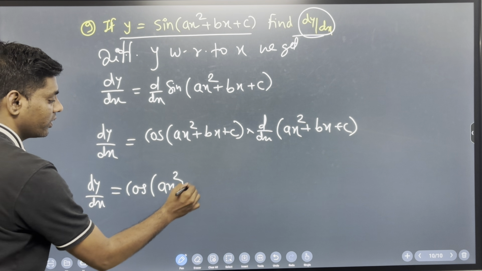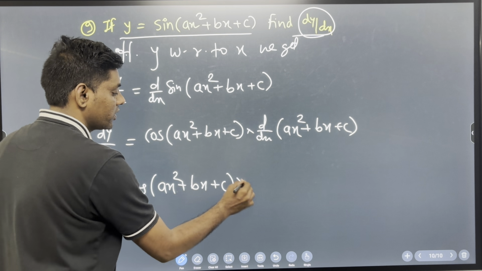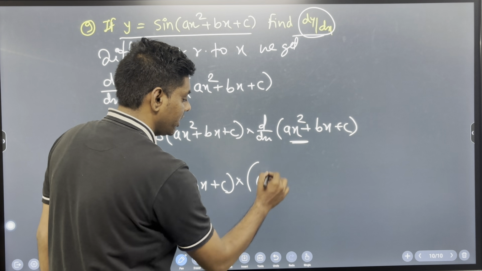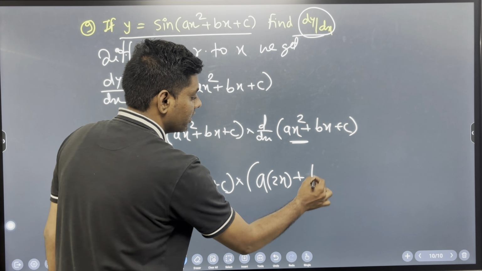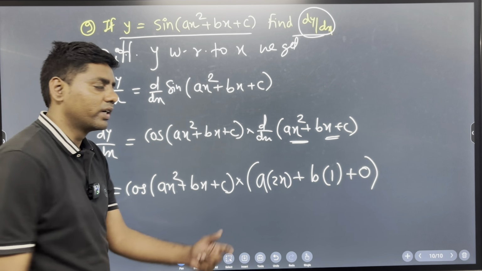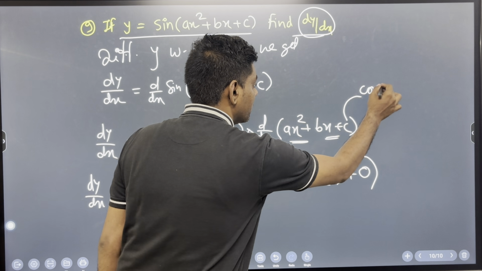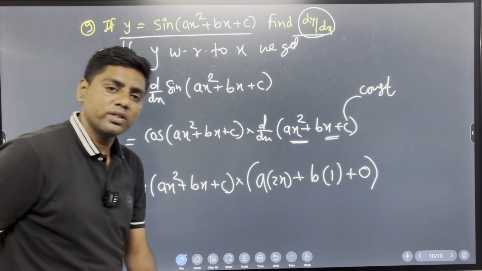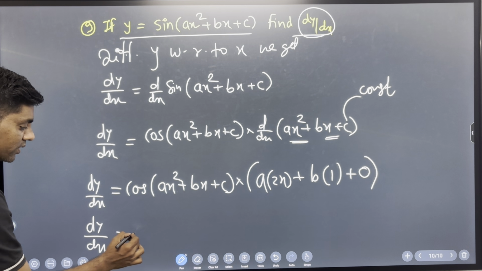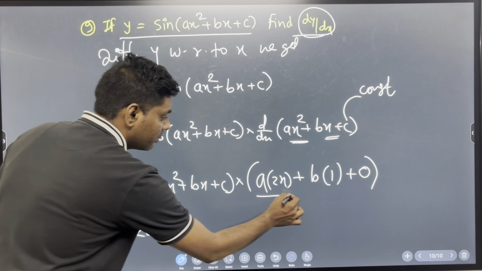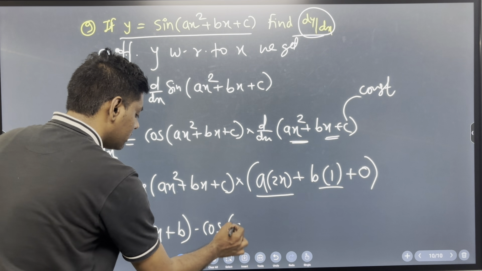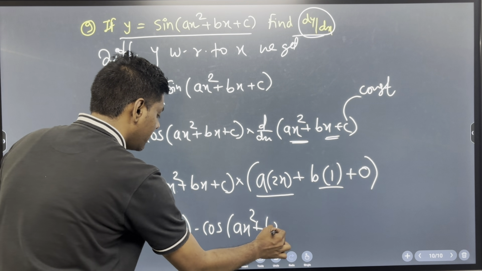Then dy by dx equals, what is the derivative of the quadratic equation? Very simple, using the x raised to n formula: the derivative of x raised to n is n into x raised to n minus 1. According to that, x square derivative is 2x, and x derivative is 1, but c is a complete constant, no function is there, so its derivative is 0. So we get the final answer: 2 times ax plus b, bracket complete, into cos of ax square plus bx plus c.